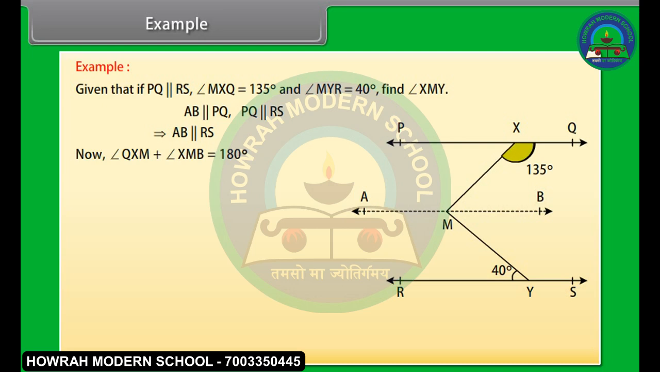Now, angle QXM plus angle XMB is equal to 180 degrees. AB is parallel to PQ, interior angles on the same side of the transversal XM.